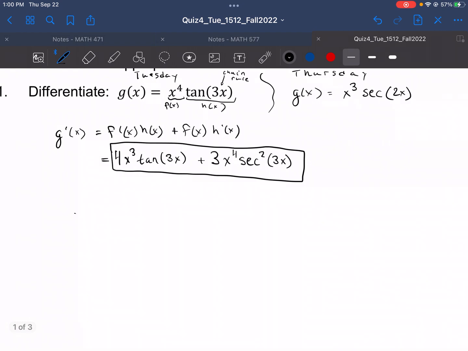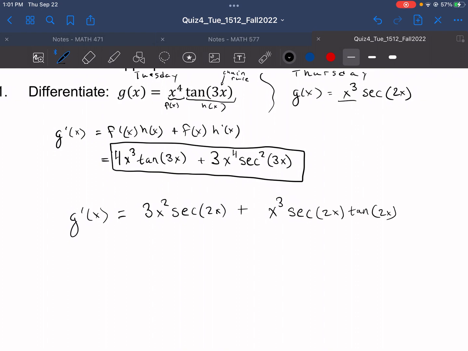For the Thursday quiz, we follow a similar procedure, except now our f prime of x is going to be the derivative of x cubed, which is 3x squared times secant of 2x, plus x cubed times the derivative of secant, which is secant of 2x times tangent of 2x. You want to make sure that you still have that 2x in the argument for both, and then times the derivative of the inside, which is 2.